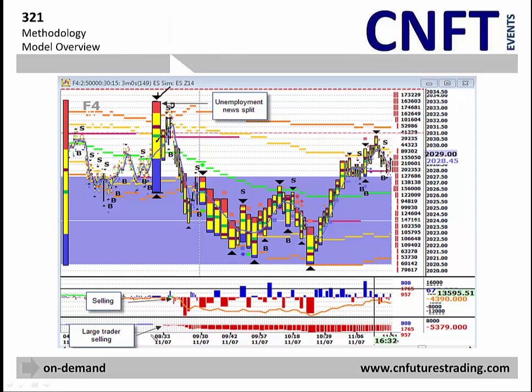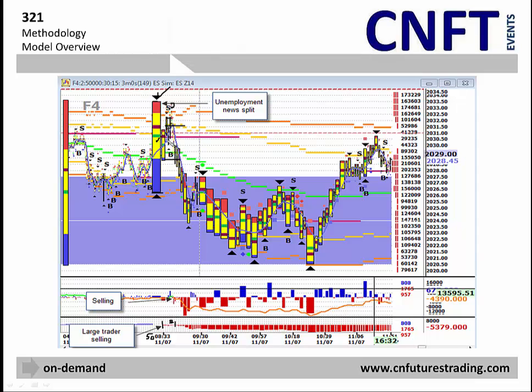I told you down here in this pane, this is the 50 lot trader on the T-notes. And you can see in this area, right up in here, that the 50 lot trader is a seller. So the money is going to the short side right here.